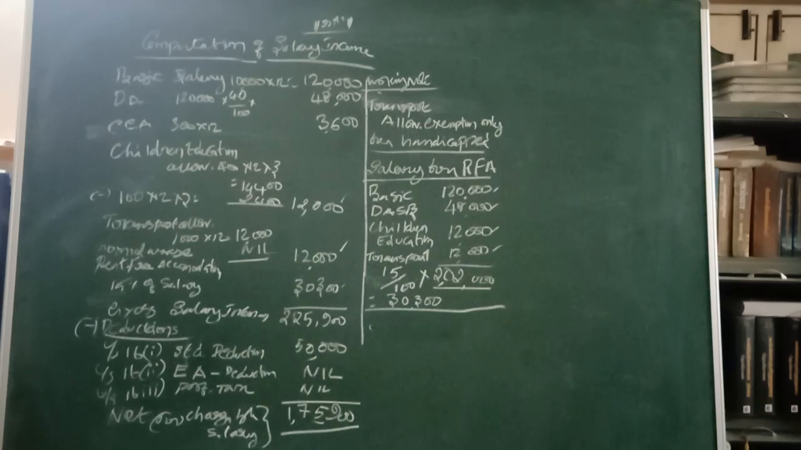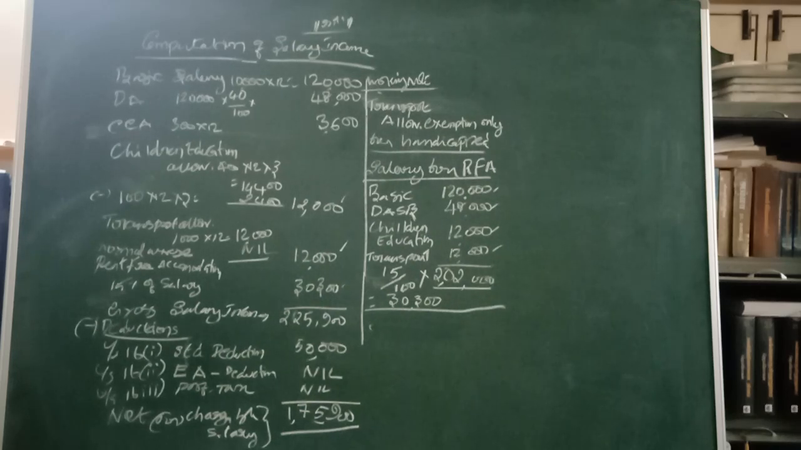Mind it carefully. Salary is not the straight total salary. Salary for the purpose of RFA is as computed. 30,300 is taxable. We are not provided with any amount for furniture, etc. So we have to take this 30,300 as taxable. Now we have considered all the things given in the question. Then the total of the salary, that is gross salary income, comes to 2,25,900. This is the gross salary.